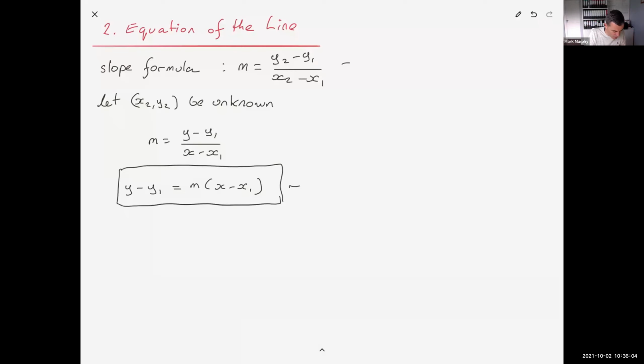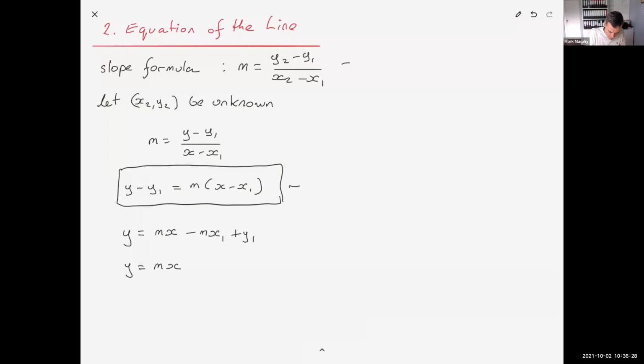Now, let's break that down a small bit. I'll rewrite that, getting the y's to one side. So y is equal to, and the y1 goes across to the other side, and I'm going to open this out so it becomes mx minus m times x1 plus y1. That's all okay, isn't it? Did I write that correctly? I did. So that becomes y is equal to mx.